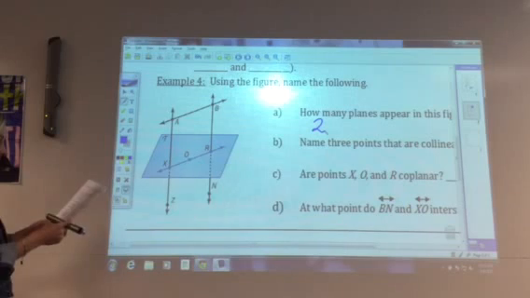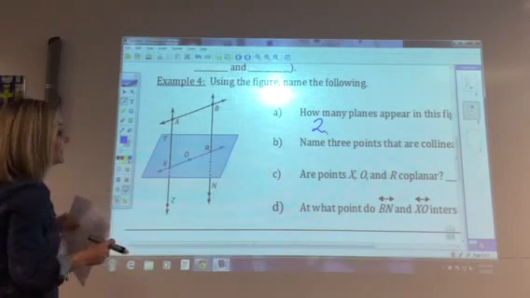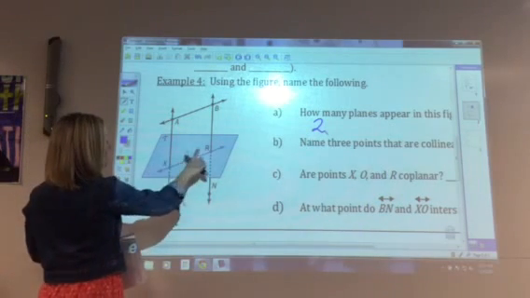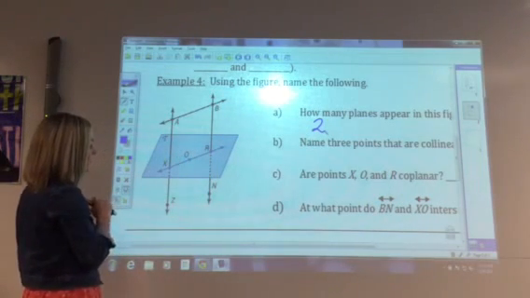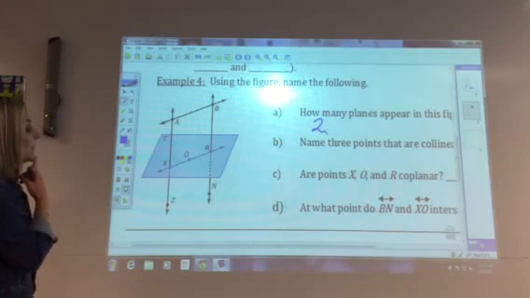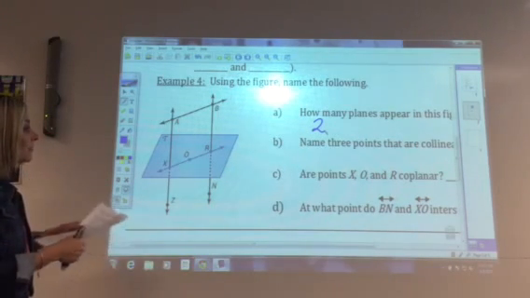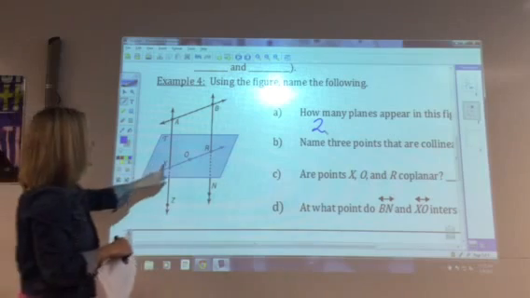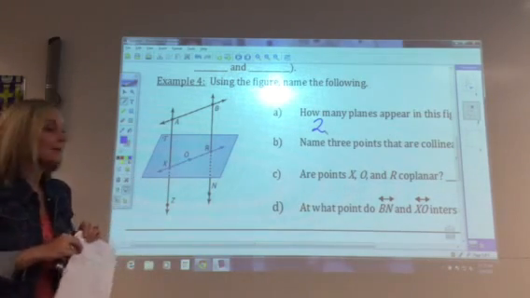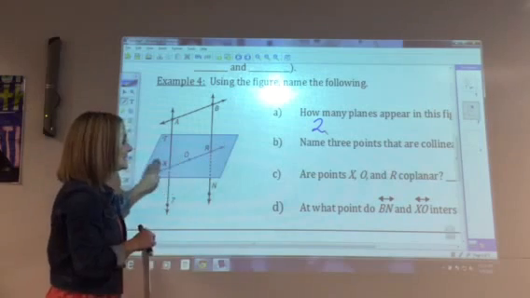Okay, the next one says, name 3 points that are collinear. So again, collinear means that they are on the same line. So that would be what? X, O, and R could be an example. And I guess that will be our only example for this question. C says, are points X, O, and R coplanar? And that would be yes, because they're all in plane T.